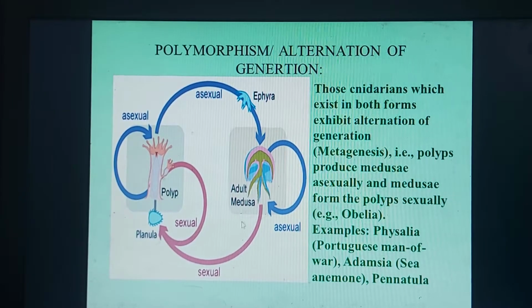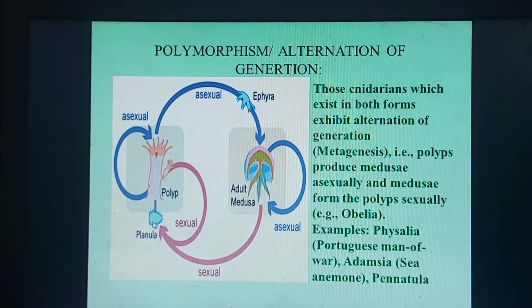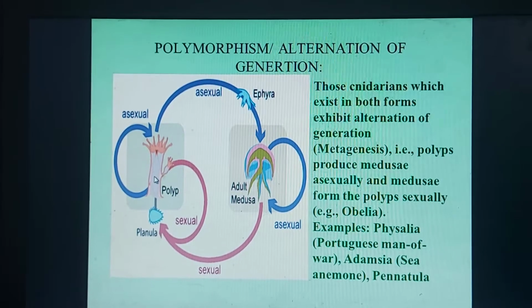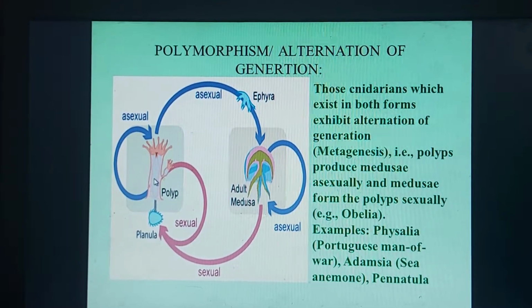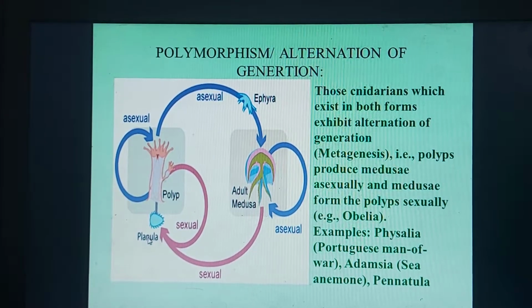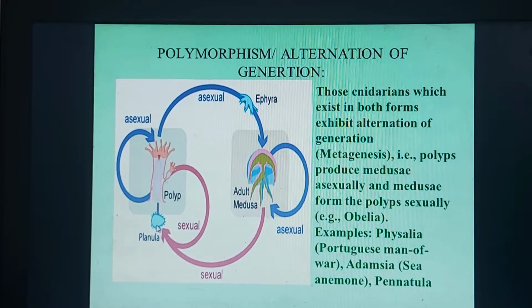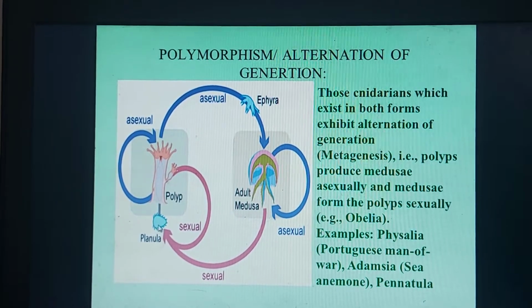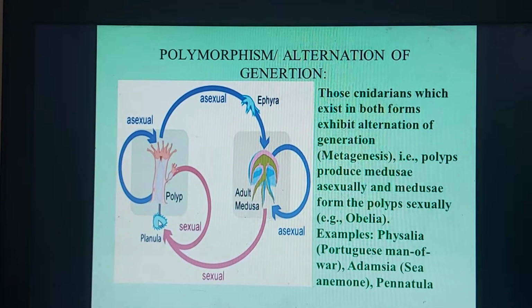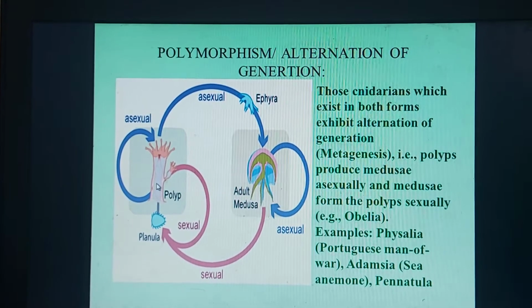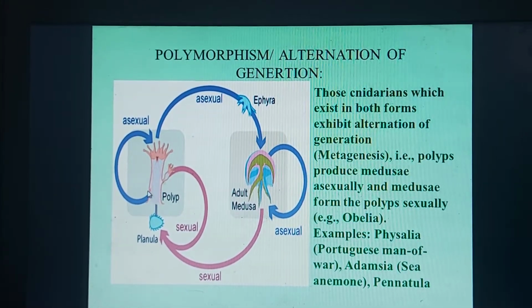further they can reproduce sexually to give rise to the planula. Even these polyps can also reproduce sexually, and they also give rise to the planula. So the planula is the larval stage of this polyp. That planula will further change to the polyp.